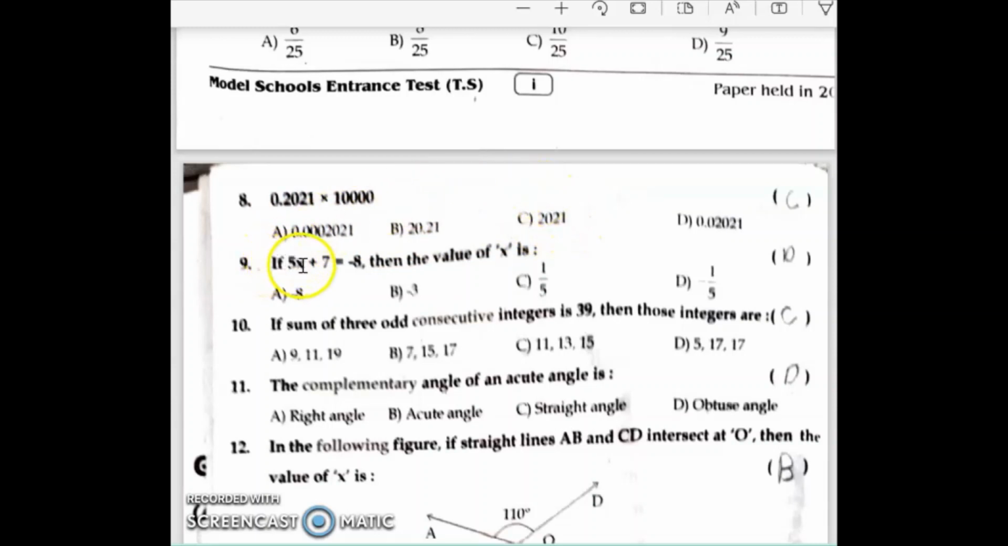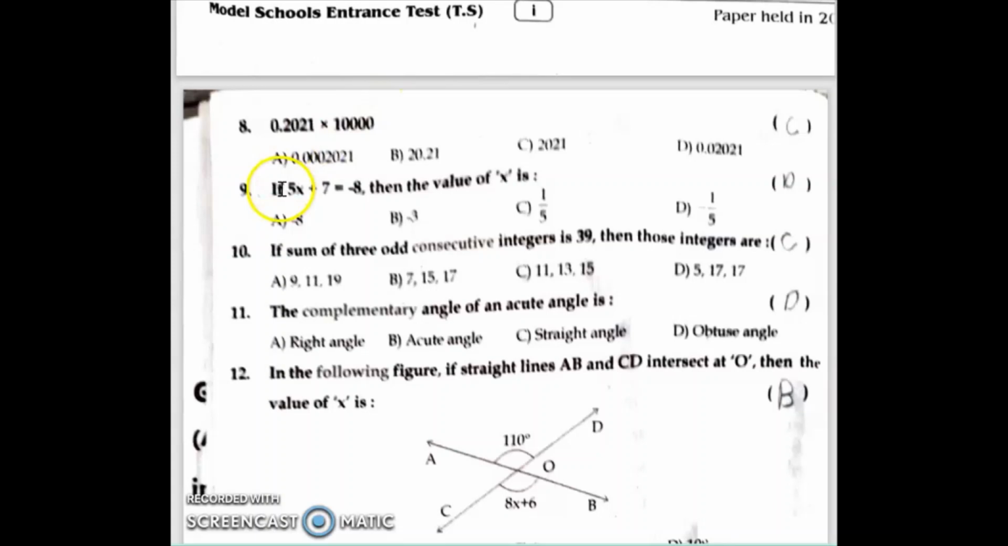In the ninth one, if 5x plus 7 is equal to minus 8, then the value of x is. In the ninth problem, 5x plus 7 is equal to minus 8, then the value of x is. Here our answer is B, minus 3, which is the correct answer.